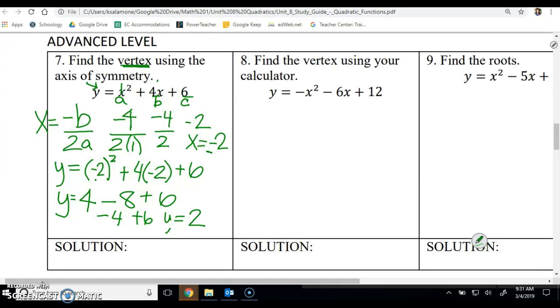So remember that our vertex is a point. It's either going to be your high point or your low point. So we need to take a combination of this answer and a combination of that answer, and our x is negative 2, and our y is 2. And that would be our final answer on that one.